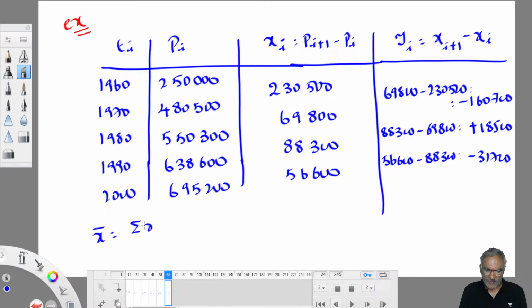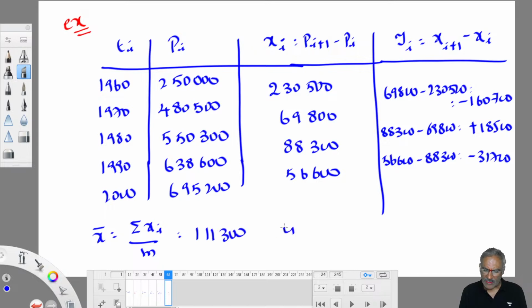X bar is equal to sigma Xi values by m. So which is equal to 2,30,500 plus 69,800 plus 88,300 plus 56,600. So this will give you X bar by 4. So X bar is 1,11,300.